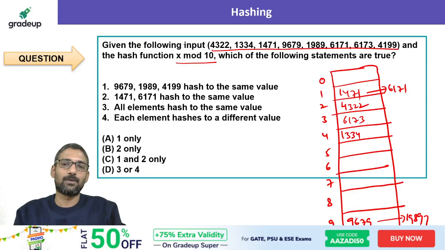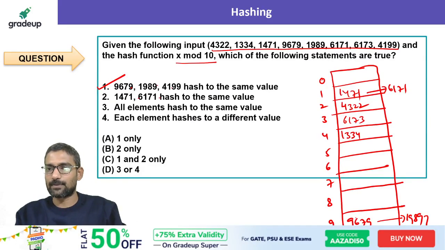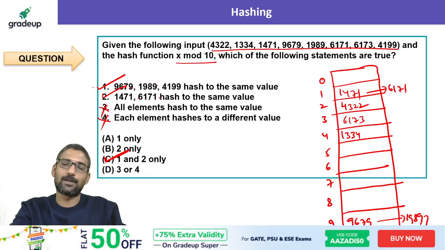Okay, now 9679, 1989, 4199 hash to the same value, correct. 1471 and 6171 hash to the same value, yes. All elements hash to the same value, no. Each element hashes to a different value, no. Here we have some common slots, no. So statements 1 and 2 are true.